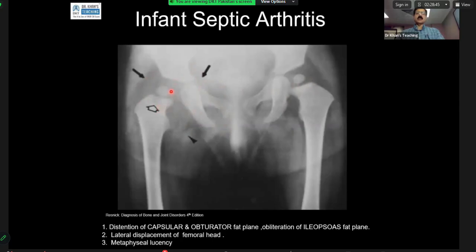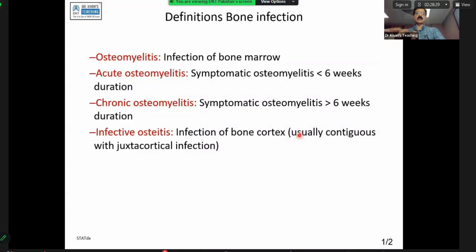Sometimes what happens is that the head of the femur can be displaced laterally. So the effusion is here. That is why the distance from this part to this part will increase as compared to the other. So all of these findings you have to look for and you have to describe them.